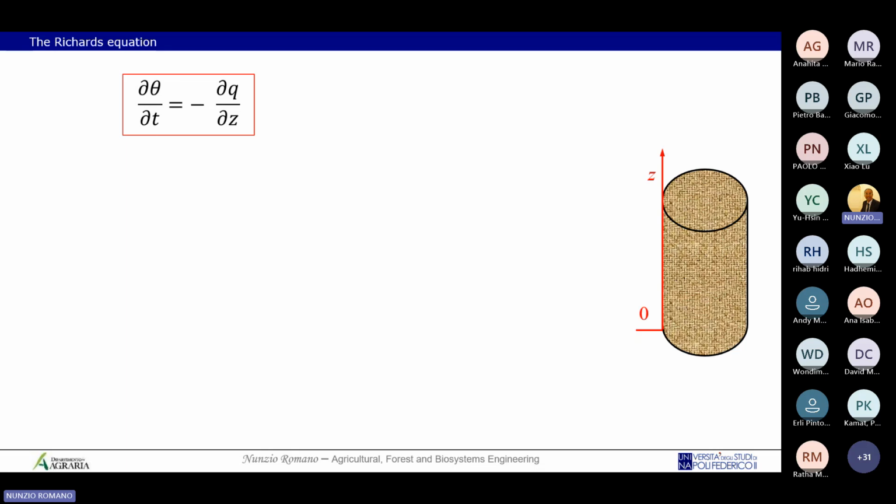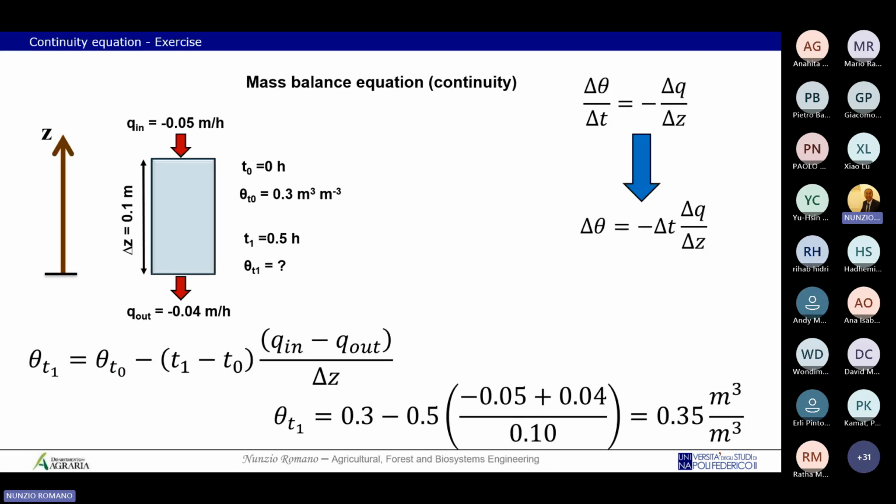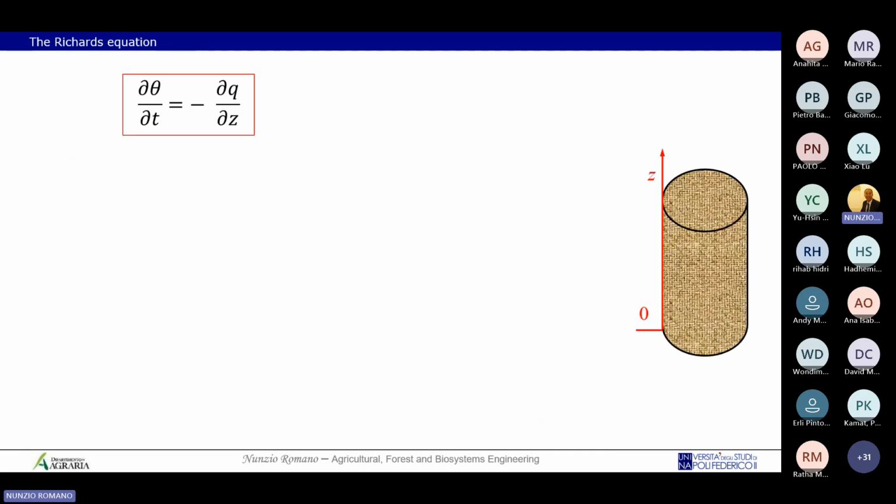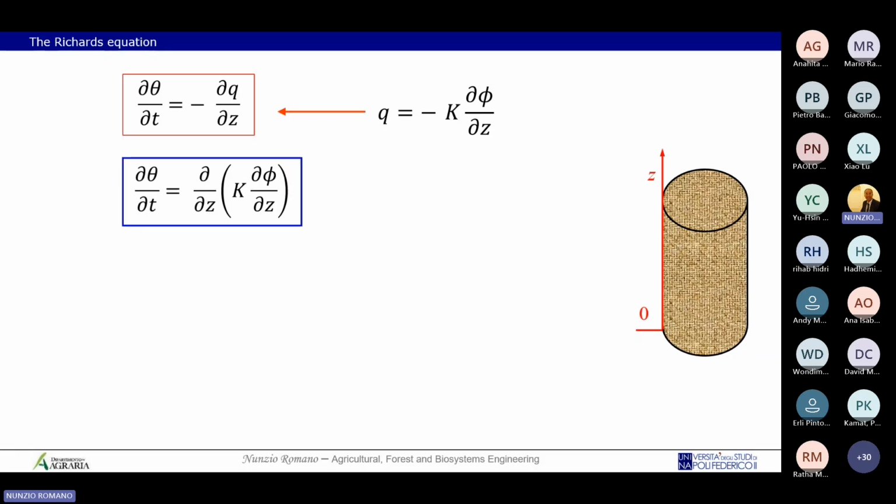Let's move to the Richards equation, because this equation is applied in a saturated condition, but under unsaturated condition, we have to combine the flow equation with the continuity equation. So this is the continuity equation, and if we put in this equation Darcy's equation, the flux equation, considering the hydraulic conductivity in the unsaturated condition, we have this in a very easy way.